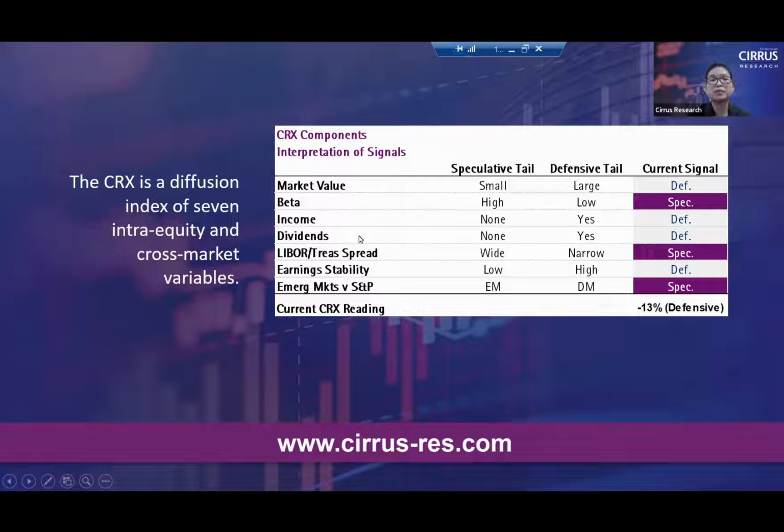Dividends, non-dividend paying stocks are riskier, they're growth typically, so we put them in the speculative bin, and so on and so forth. Some of the cross-market variables that we use is the LIBOR Treasury spread. This tells us if there are credit risks in the market. So naturally, if spreads are quite wide, then that would be speculative. If spreads are narrow, then that would be defensive.